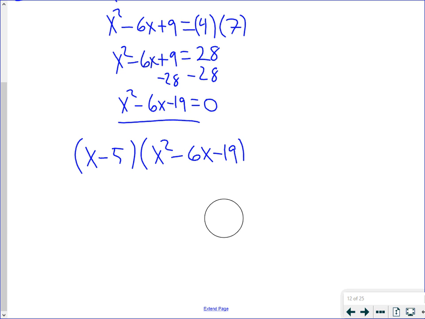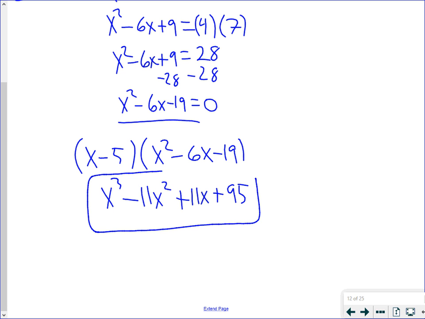So I'm not going to do it again, but you just multiply it out like we've always done before, like we did all year long. And when you do, you get x cubed minus 11x squared plus 11x plus 95. And that's exactly what we got before. It's the exact same multiplication we ended with when we did this problem the first time. So you should get the exact same standard form polynomial.